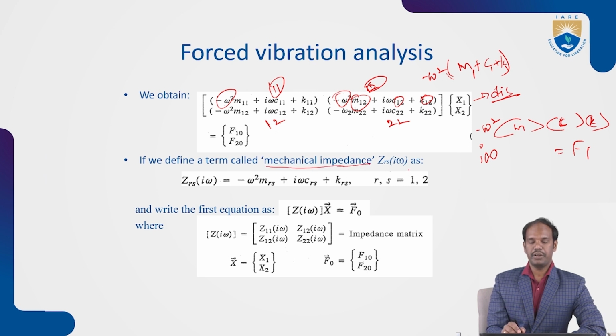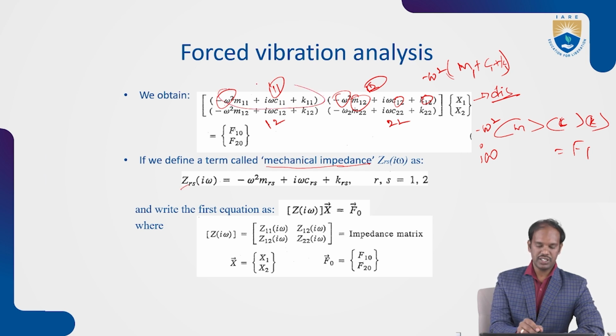Mechanical impedance we are representing in terms of Z of rs, in the form of i omega. Right? So here it is Z of rs, which is given as one term. Completely, this one term we are giving as minus m_rs omega squared plus i omega c_rs plus k_rs. The rs we have taken in terms of 1 and 2.